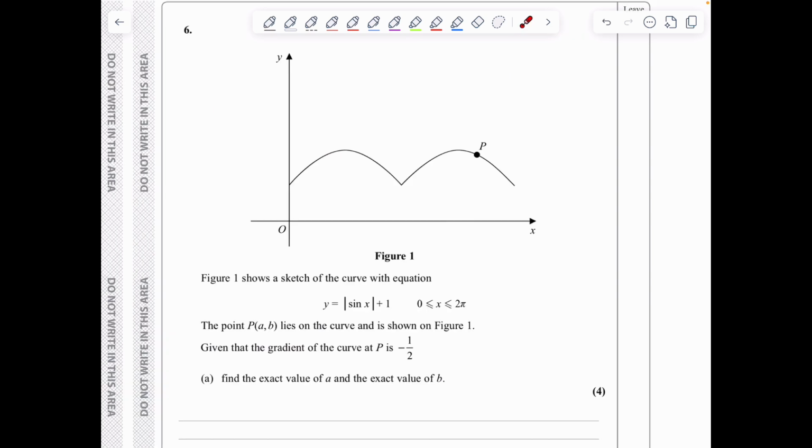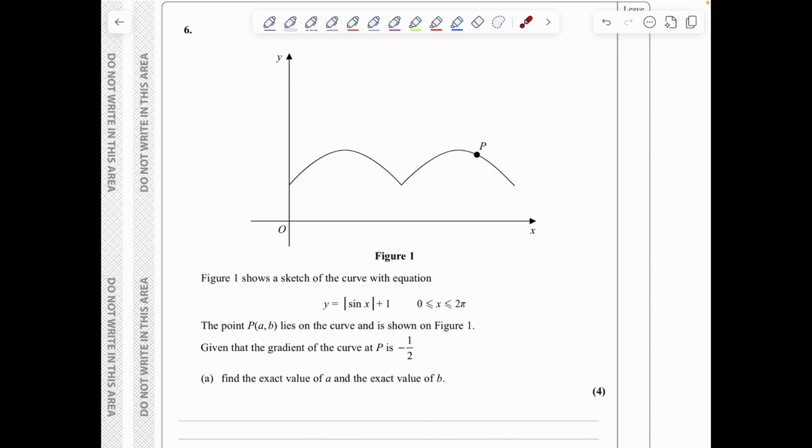In question 6, we've got a sketch of the curve with the equation y is the modulus of sine x plus 1 between 0 and 2 pi. We've got the point P with coordinates A, B shown here lying on the curve having a gradient of negative a half, and we need to determine the exact value of A and the exact value of B.